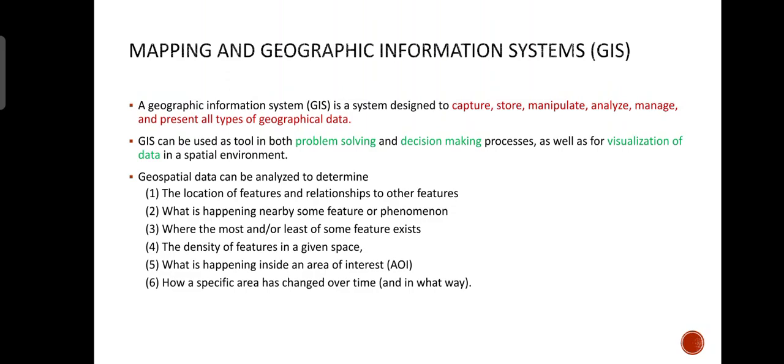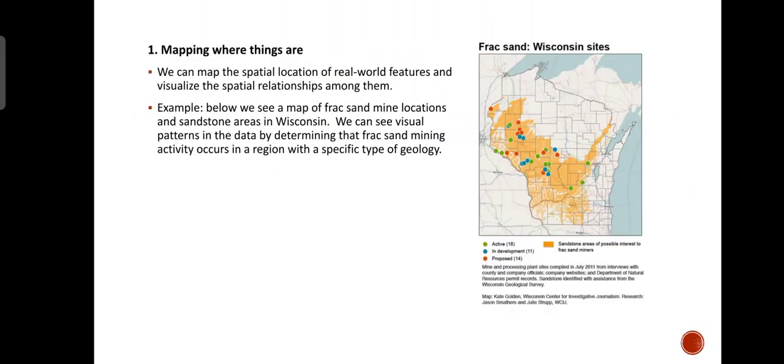Geospatial data can be analyzed to determine the location of features and the relationships to other features, what is happening nearby some features or phenomenon, where the most or least of some features exist, the density of features in a given space, what is happening inside an area of interest, and how a specific area has changed over time. Next, we will elaborate on those points.